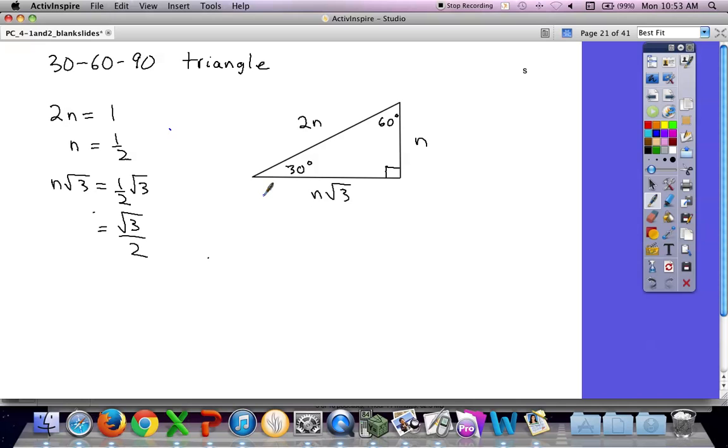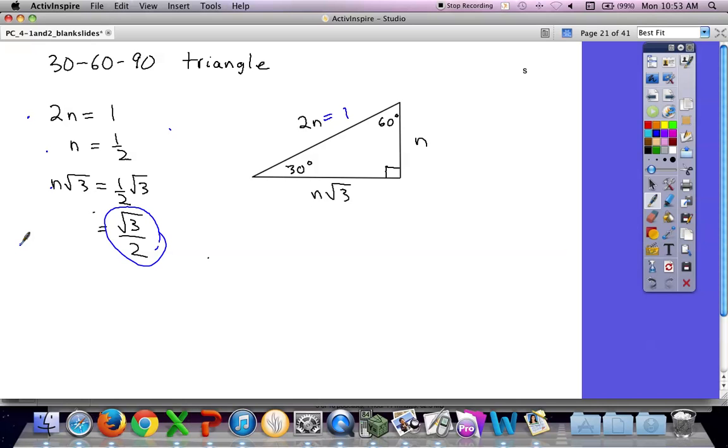So let's see. We know when we place this on the unit circle, the hypotenuse is going to be the radius, and that's going to be 1. So using that as the starting point, I can solve for n, right? n equals 1/2. And then n times the square root of 3 will be 1/2 times the square root of 3. But that will always be written as root 3 over 2. Right? There shouldn't be any confusion that those are the same thing.